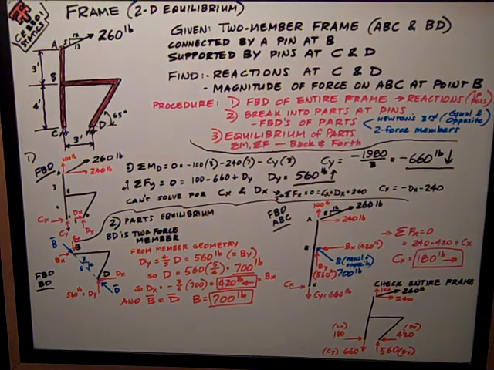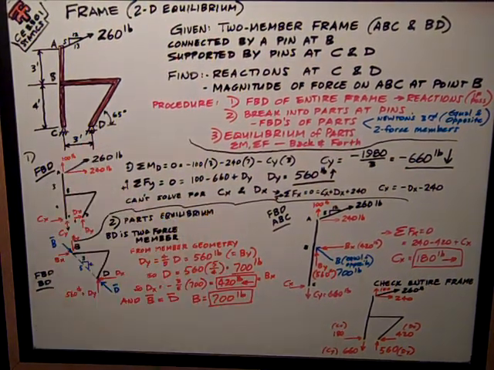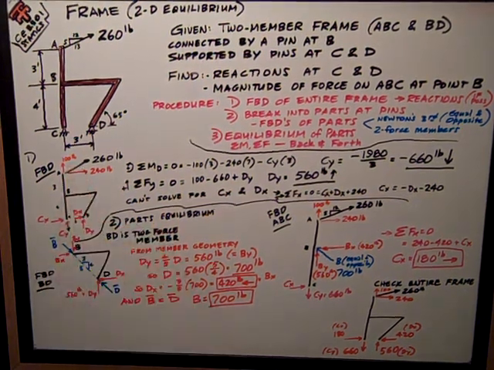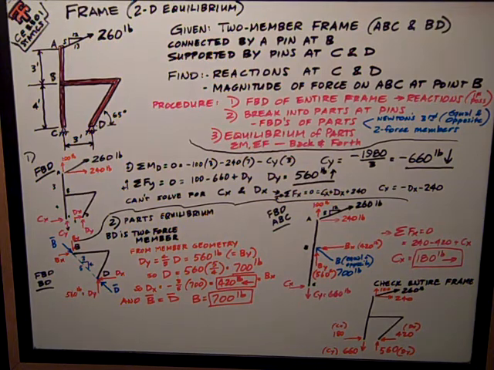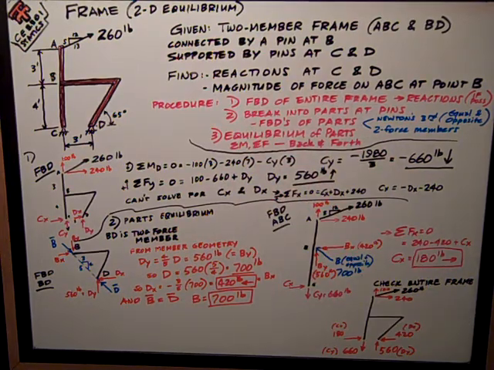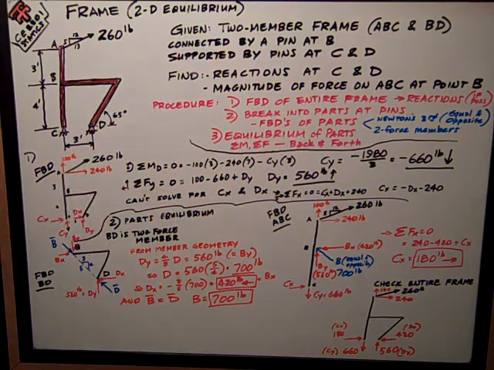And we can see right off that makes it statically indeterminate. I've got 4 reactions at the bottom and I've only got 3 equations to solve for the whole frame, so I've got to break it into parts to solve it. I want to know what those reactions at C and D are, and I want to find the magnitude of the force on ABC at point B.